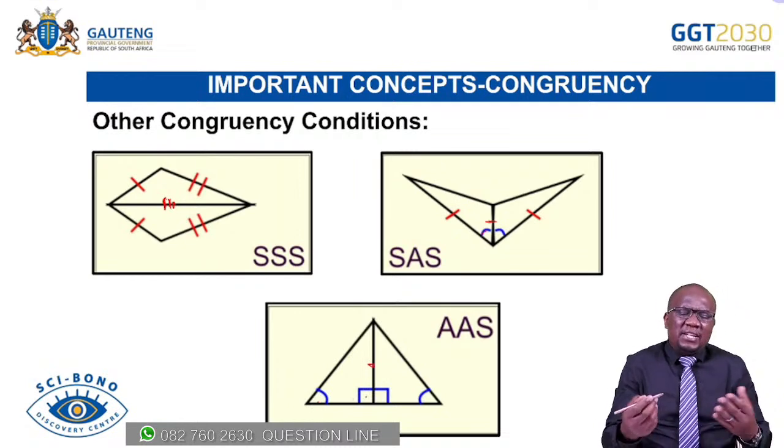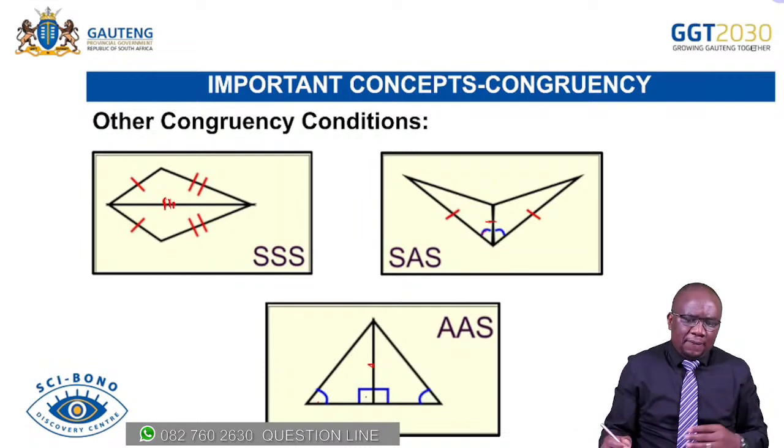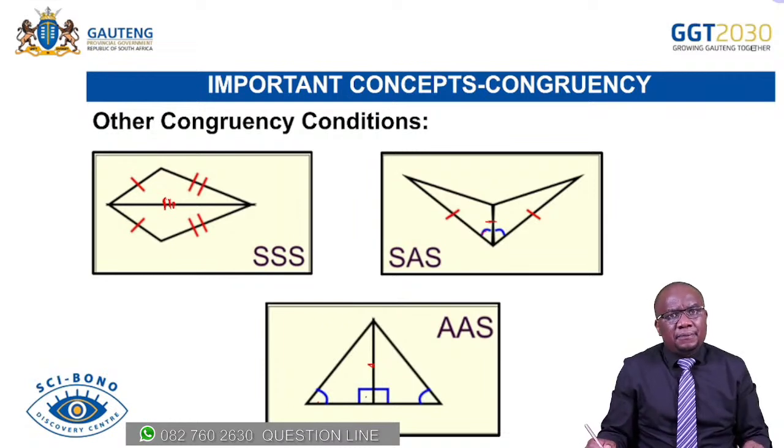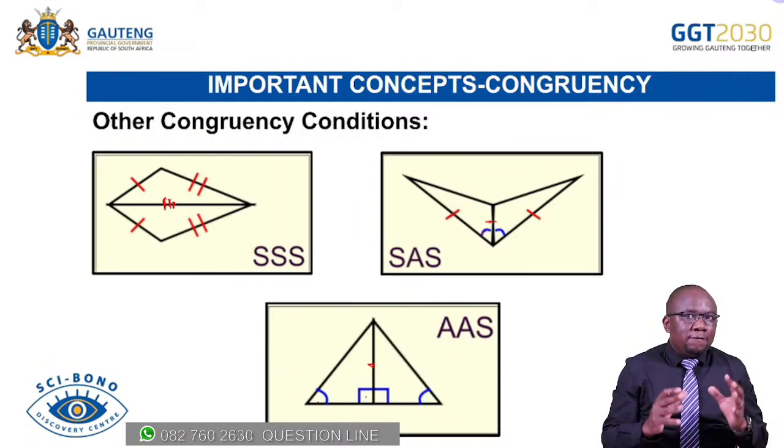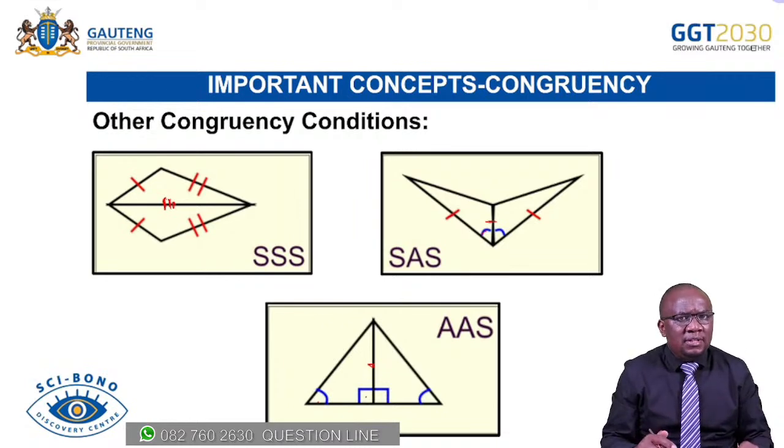We can have other conditions for this one. You can have angle, side, angle, which is fine, but angle, angle, side is still okay. So there are 4 conditions for what? For congruency. Remember those, grade 12s. Are you ready for us to move on? Let's try.